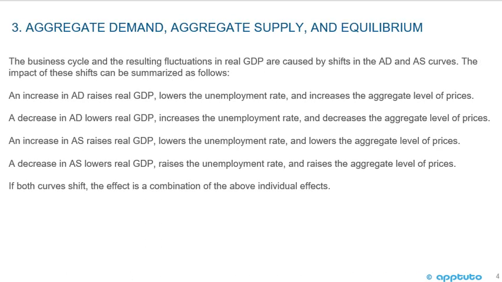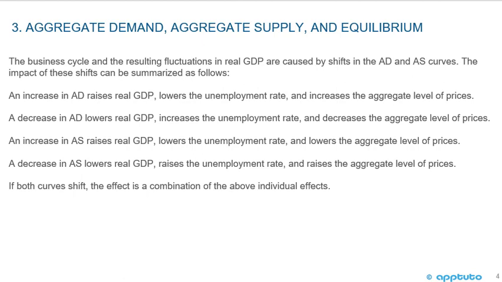The business cycle and the resulting fluctuations in real GDP are caused by shifts in the aggregate demand and aggregate supply curves. The impact of these shifts can be summarized as follows. An increase in aggregate demand raises real GDP, lowers the unemployment rate, and increases the aggregate level of prices. A decrease in aggregate demand lowers real GDP, increases the unemployment rate, and decreases the aggregate level of prices.